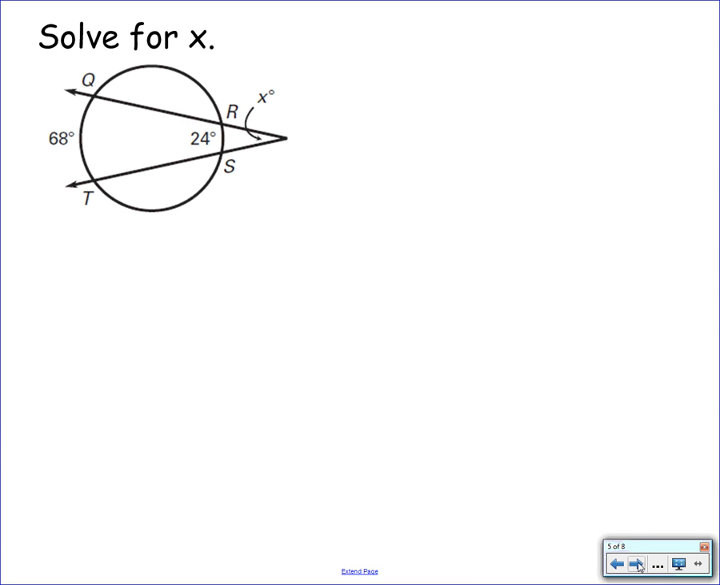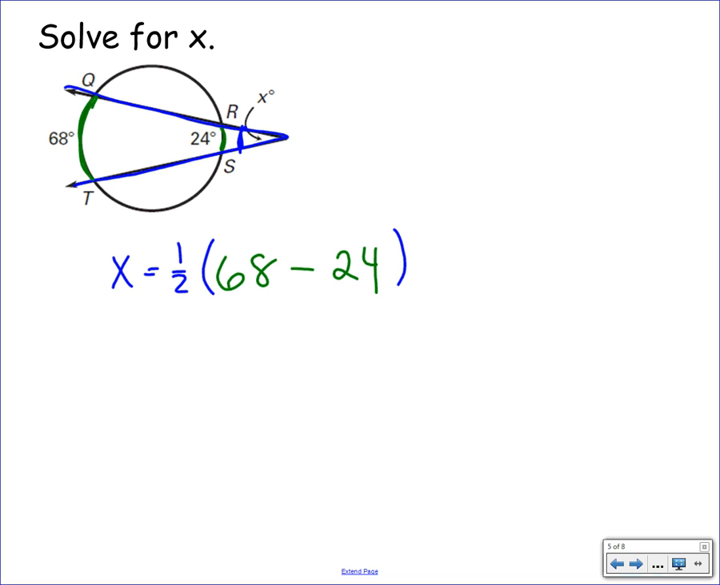Now I have two tangents. Two tangents intersecting. The angle that's outside, x, is 1/2. Since our angle's outside, it's subtracting 68 minus 24. And x ends up being 7 degrees.